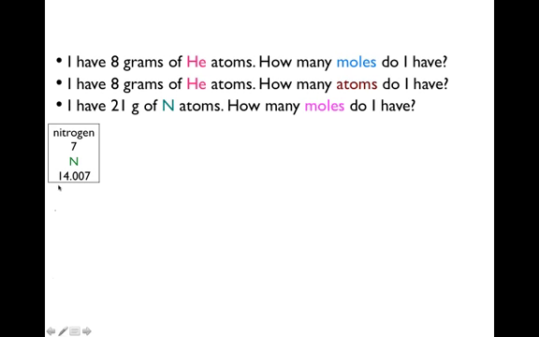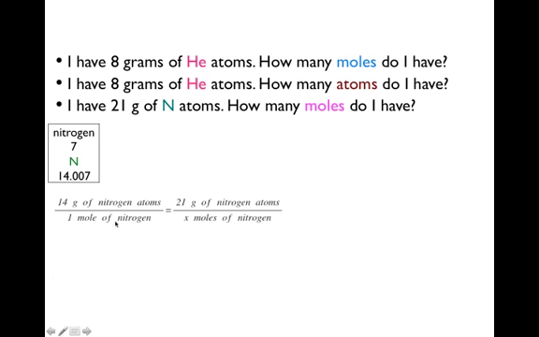Again, you focus on the box for nitrogen and you focus on this number, which can be used for the molar mass for nitrogen. And again, molar mass means how much 1 mole of nitrogen atoms weighs. So 1 mole of nitrogen atoms weighs about 14 grams. So I'm going to write that as a fraction. Focus on the left-hand side here of the equation. 14 grams of nitrogen atoms is the same thing as 1 mole of nitrogen.